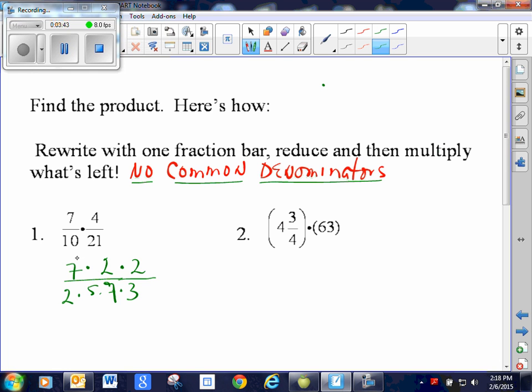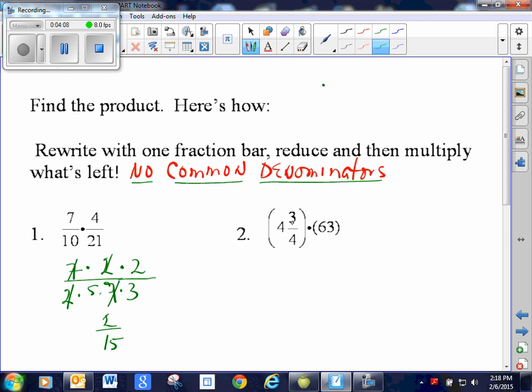Now I'm going to cancel lightly so I don't wipe out anybody else. And I'm going to put it back together. 2 is the numerator, 15 is the denominator. That's much simpler than multiplying 4 times 7 and getting 28 over 210 and then having to reduce it all the way down. So we're going to simplify before we multiply.